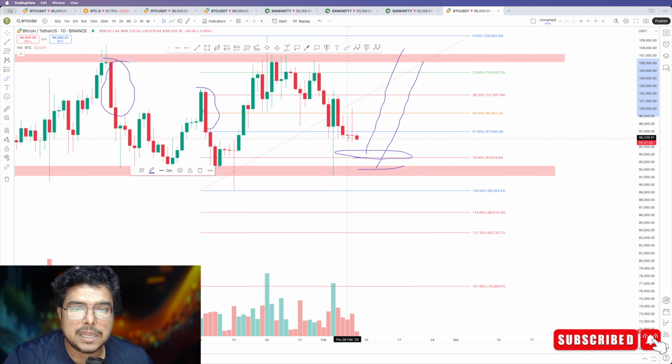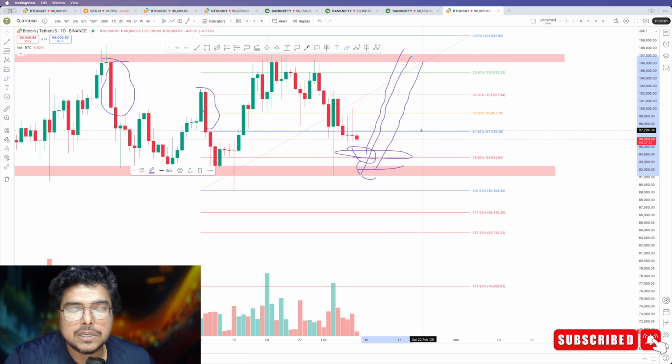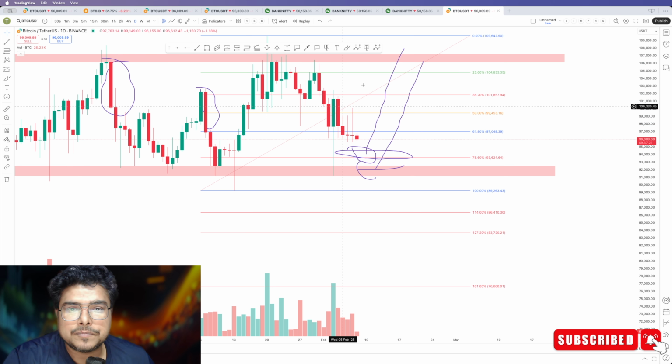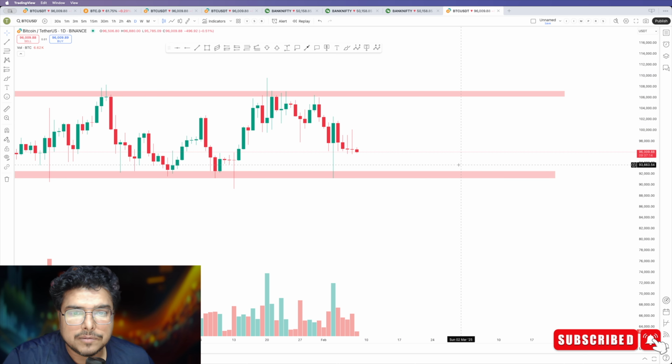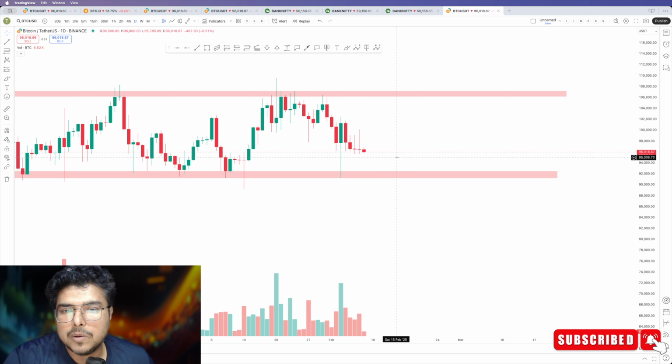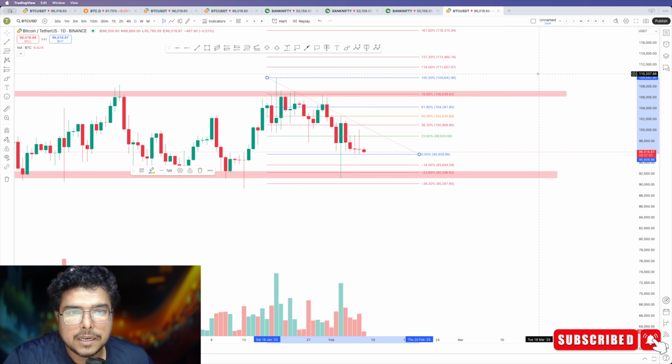So there might be a chance it will trap people here or here and then go up again. We need to see when that happens, and we can talk about the levels as well, what these could be. Let me just remove these drawings first. So let's say if the market goes, we are talking about this being the low for now. So what could be the higher level?